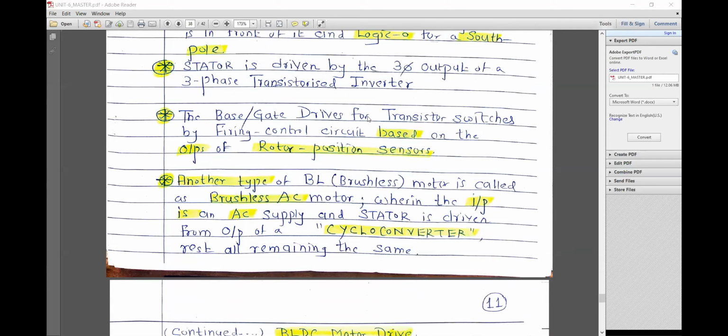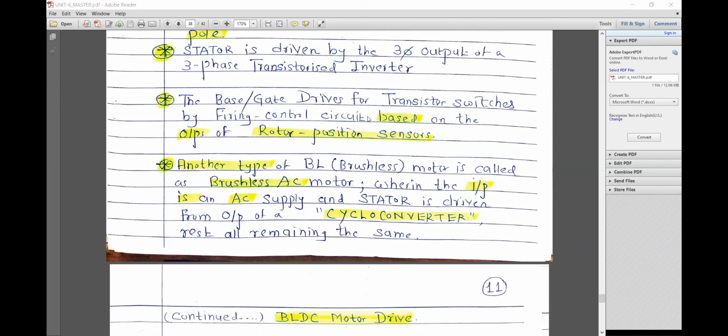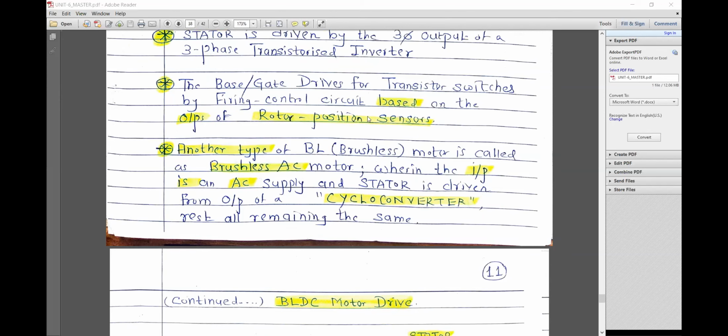Primarily in a BLDC motor drive, the input is DC. It is given to a three-phase inverter. The output of the three-phase inverter is R, Y, and B phases, and these three phases are then connected to the three-phase stator windings of the BLDC motor. The base or gate drives for the transistor switches are provided by the firing control circuit based on the outputs of the rotor position sensors.